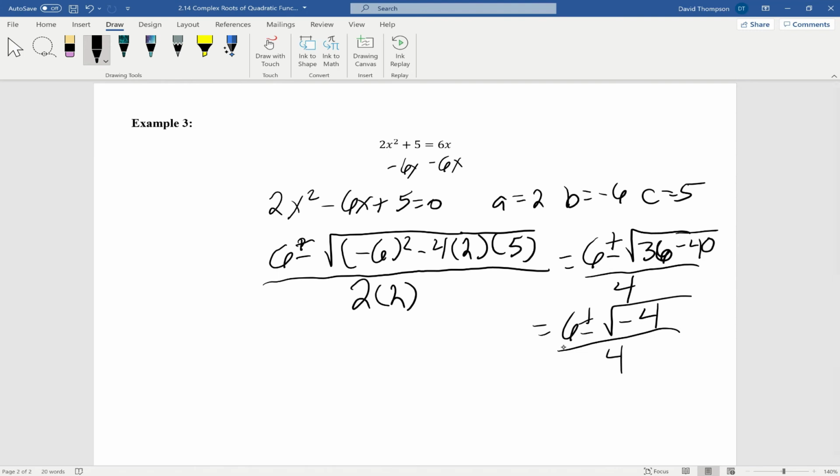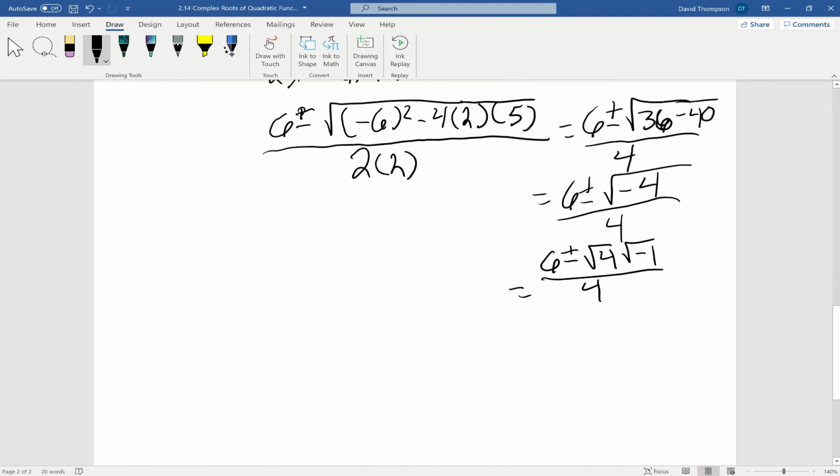So we know 6 plus or minus square root of 4 times square root of negative 1, all over 4, which I can simplify to be 6 plus or minus 2i, all over 4. Divide everything by 2, so we'd have 3 plus or minus i, all over 2.